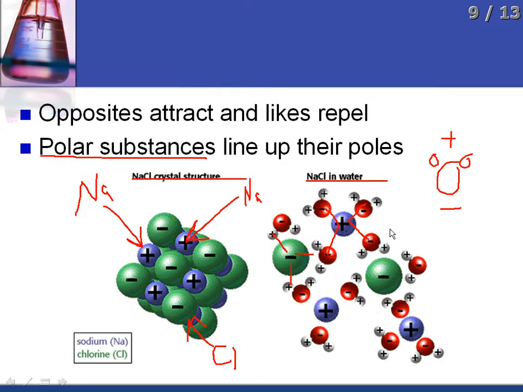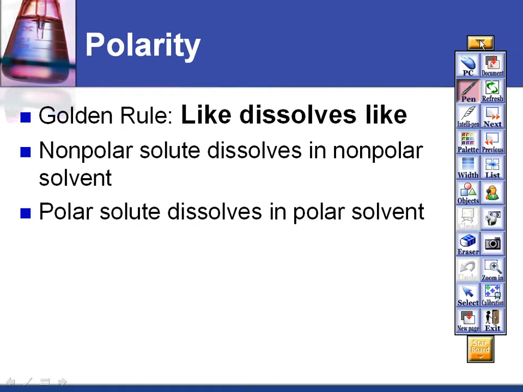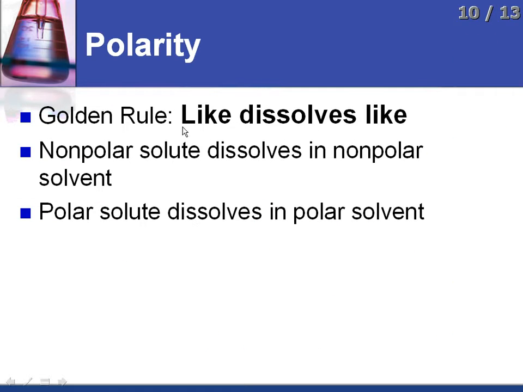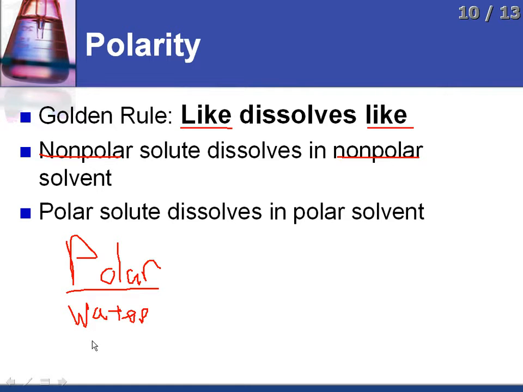When the positive and negative sides of compounds line up with their opposites, just like the magnets line up with their opposites. The rule is, and it affects polarity, that things that are polar dissolve in things that are polar. Things that are not polar dissolve in things that are not polar. Polar things, so classic example of polar things: water is polar. Salt is polar.